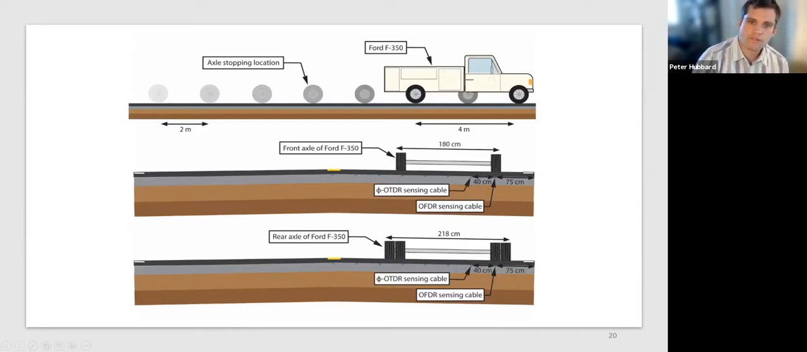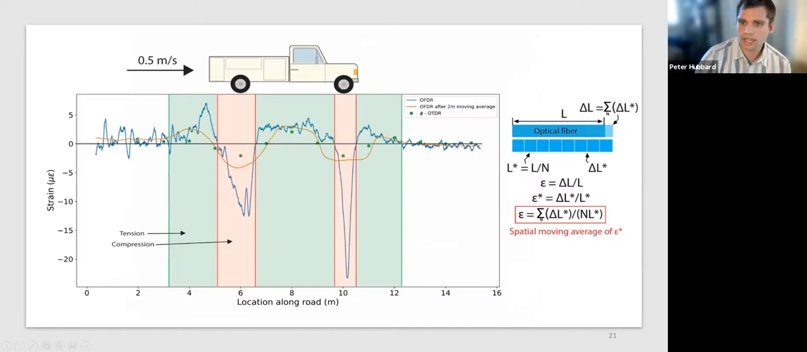So here's a test set. We took a Ford F-350 and drove it along the Smart Road to see what would happen, see what we could measure. Looking at OFDR and DAS, it's sort of similar. You can see those individual points that are associated with DAS and a line associated with OFDR because the measurements are so close. We're showing this spatially. We have a tensile and compression zone associated with each axle of our truck. And one thing we notice is that our DAS measurements follow the trend very well.